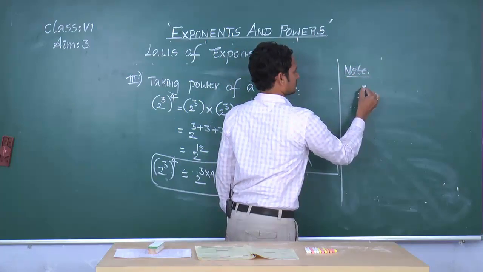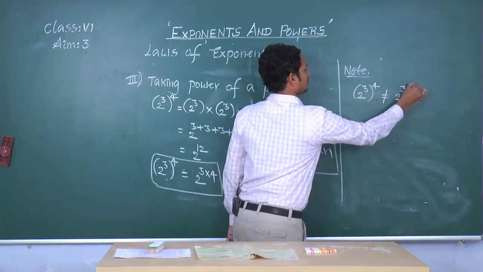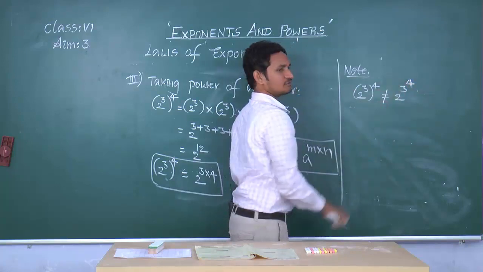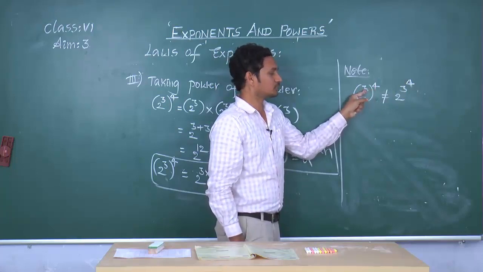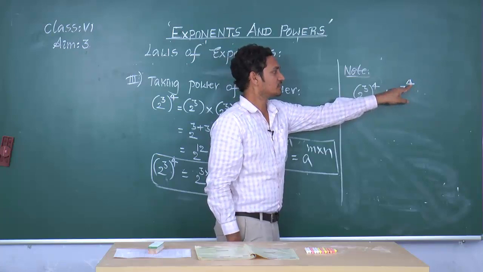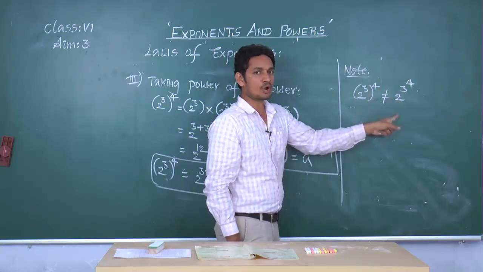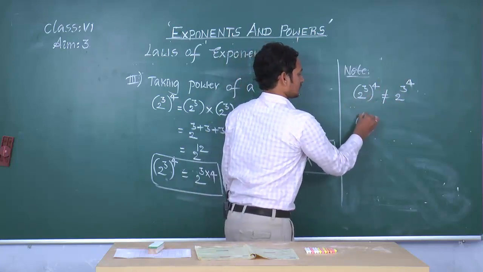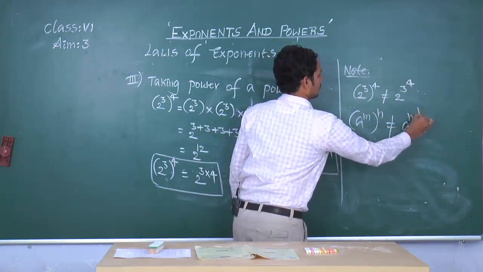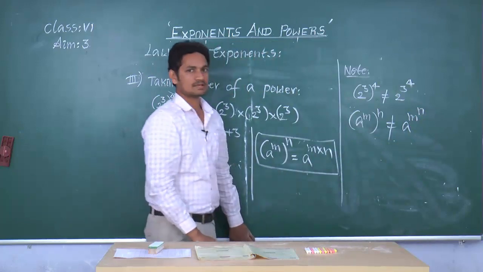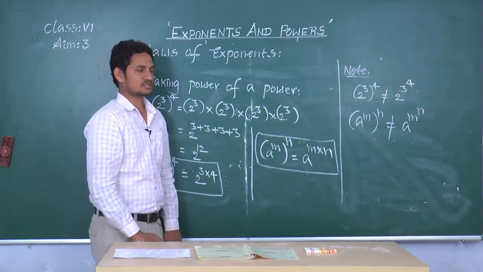(2 power 3) whole power 4 is not equal to 3 power (2 power 4). Here 4 is the exponent of 2 cube, whereas there 4 is the exponent of only the number 3. These two values are not equal. Here (a power m) whole power n is not equal to a power (m whole power n). Based on all these three laws, we answer a few questions.